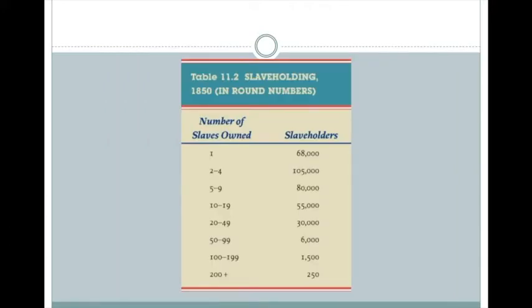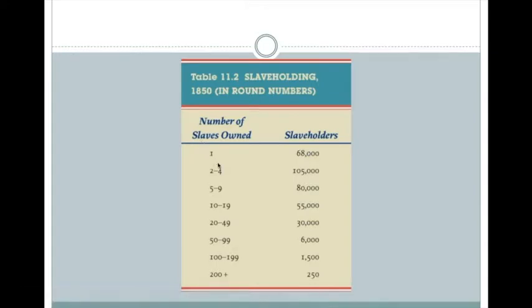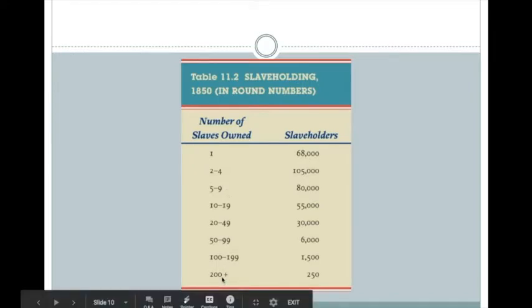This is a slaveholding table from 1850. In this table, it shows the number of slaveholders who owned a certain number of slaves. For example, 68,000 slaveholders owned one slave. 105,000 slaveholders owned 2 to 4 slaves. 80,000 slaveholders owned 5 to 9 slaves. And if you look at the bottom of the table, you have 250 slaveholders owning 200 plus slaves.